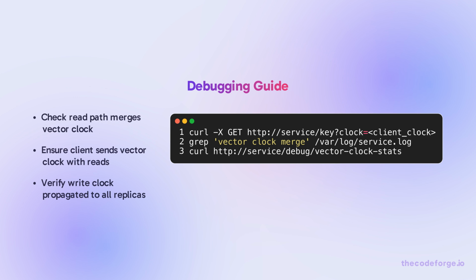To debug stale reads, first check that the read path merges the received vector clock. Use curl to send a request with a client clock. Then grep the logs for merge operations. Also check vector clock stats for size issues.